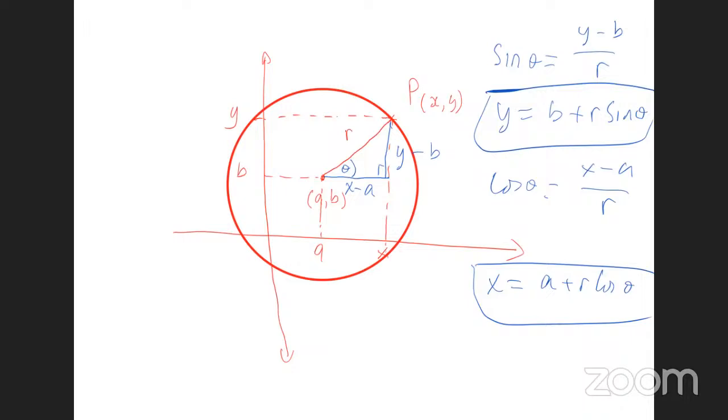So basically, here's what you're thinking about. How do I remove theta? Think about it. How do I remove theta? Because parametric is where you introduce that new variable, right? So Cartesian is where I have to get rid of that variable. Right? How are we doing that? Think about it. I'll give you an example.